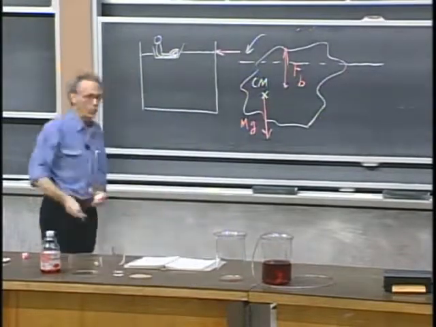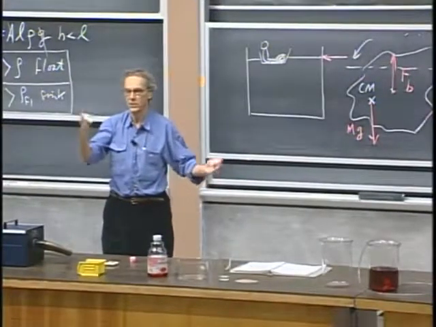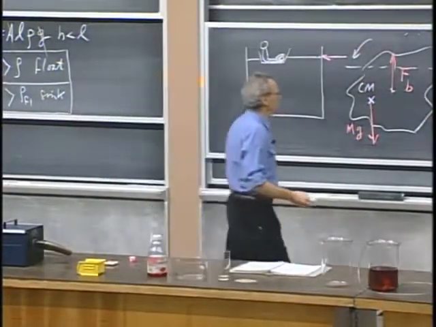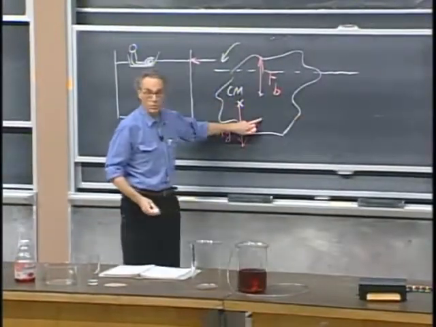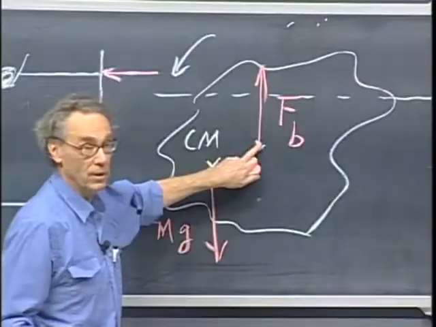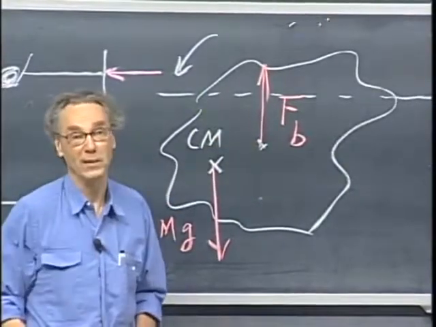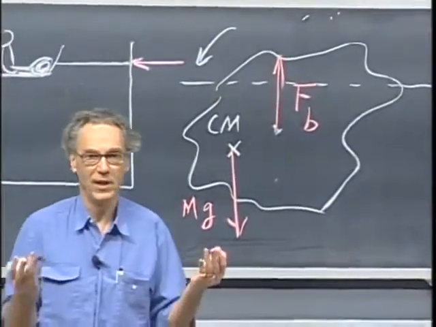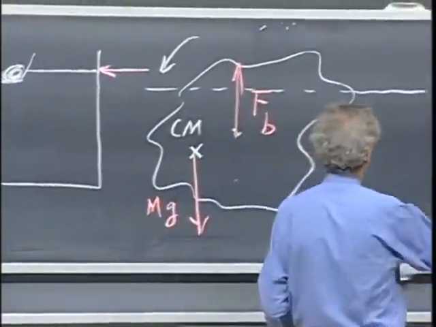Now there are two ways that you can get them on one line. We discussed that earlier in a different context. You can either have the center of mass of the object below the center of mass of the displaced fluid, or above. In both cases they would be on one line. However, in one case there would be a stable equilibrium, in the other there would not be a stable equilibrium.